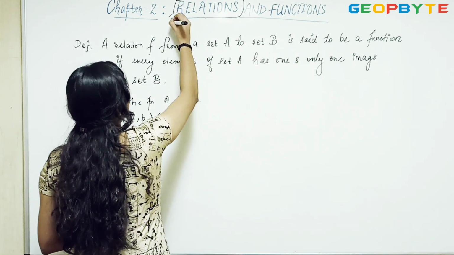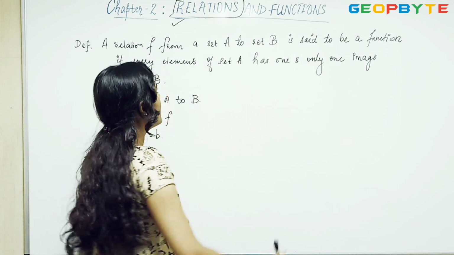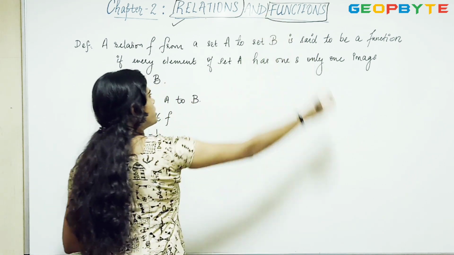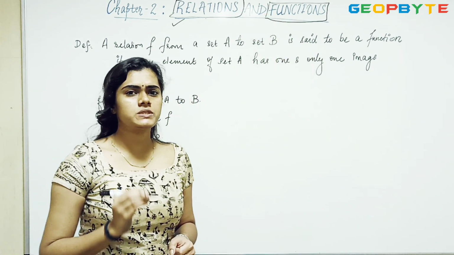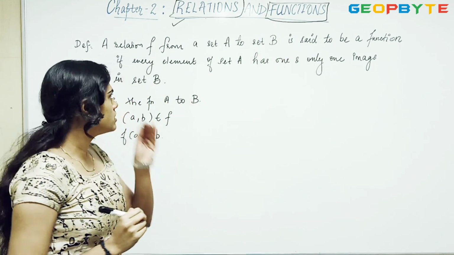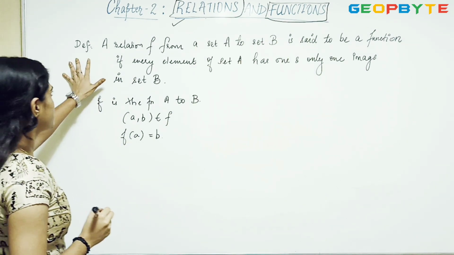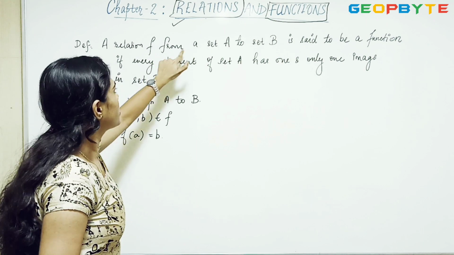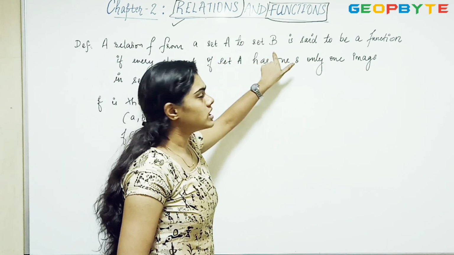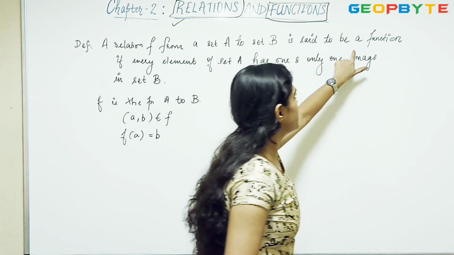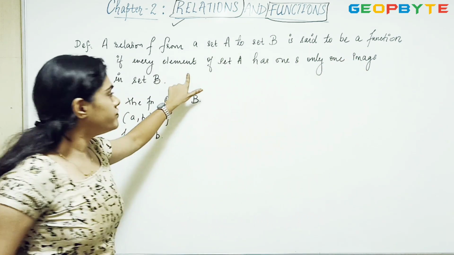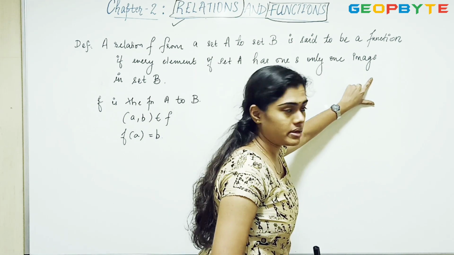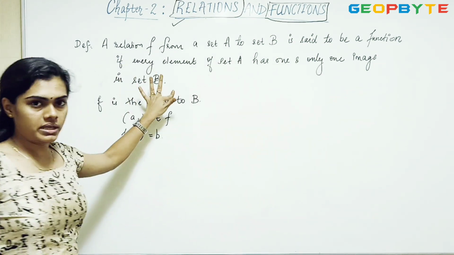Now we have dealt with relations, and what is the other thing? It's functions. So what are functions? Functions are a special type of relation. What is the function's definition? It's also a relation f from a set A to a set B, and is said to be a function if every element of A has one and only one image in set B.